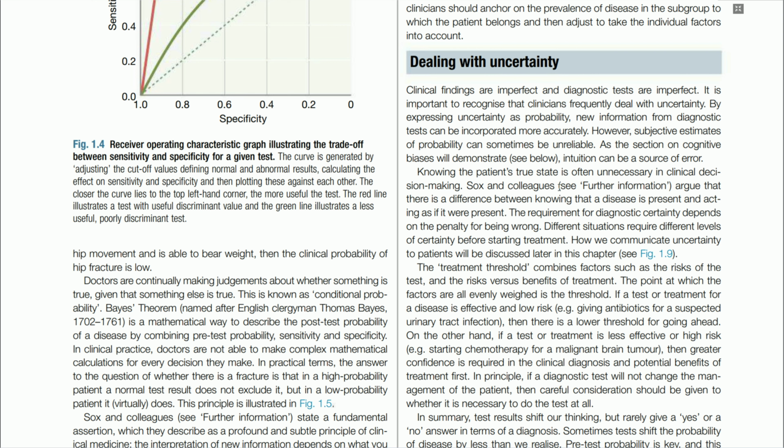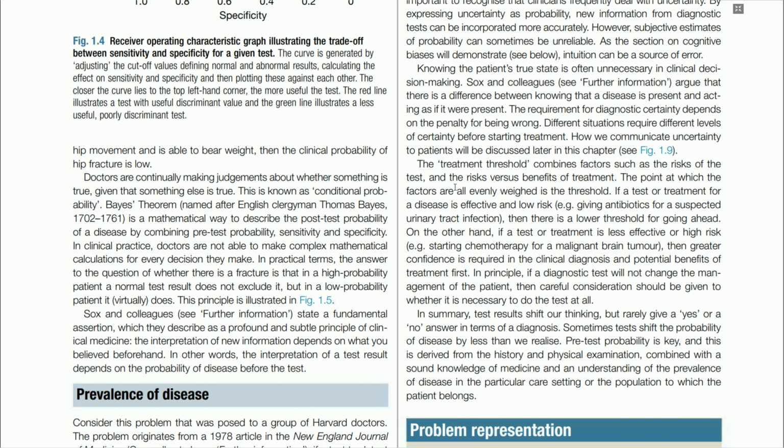Sox and colleagues argue that there is a difference between knowing that a disease is present and acting as if it were present. The requirement for diagnostic certainty depends on the penalty for being wrong. Different situations require different levels of certainty before starting treatment. How we communicate uncertainty to patients will be discussed later in this chapter. See figure 1.9. The treatment threshold combines factors such as the risks of the test and the risks versus benefits of treatment. The point at which the factors are all evenly weighted is the threshold.